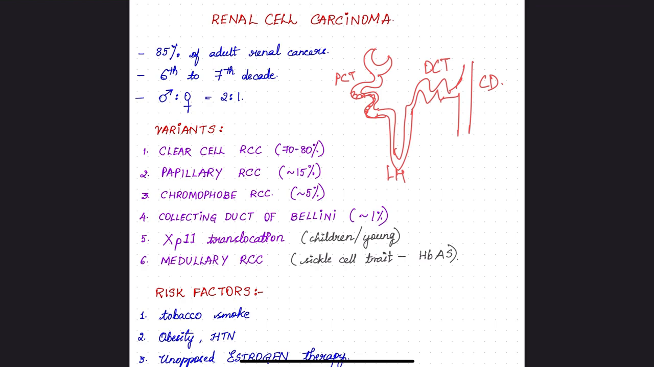These contribute to 85% of adult renal cancers, and they are more common in the elderly, between the 6th and 7th decades of life, and occur more commonly in males. The male to female ratio is 2 to 1. They have a preponderance towards males.